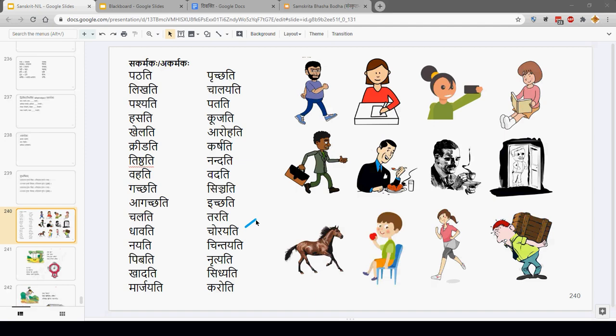Chintayati. Is that thinking? Yes, think. Transitive. We must think something. Correct. Yes.